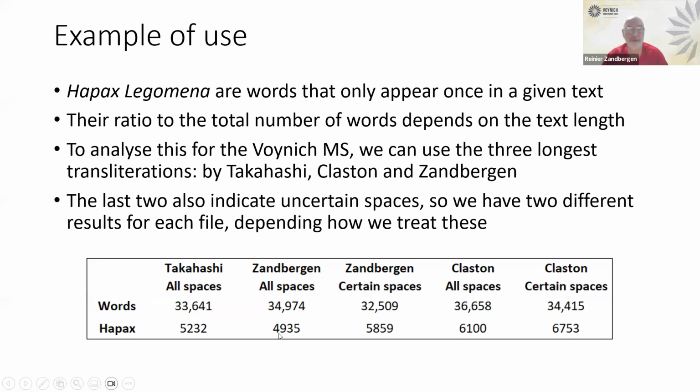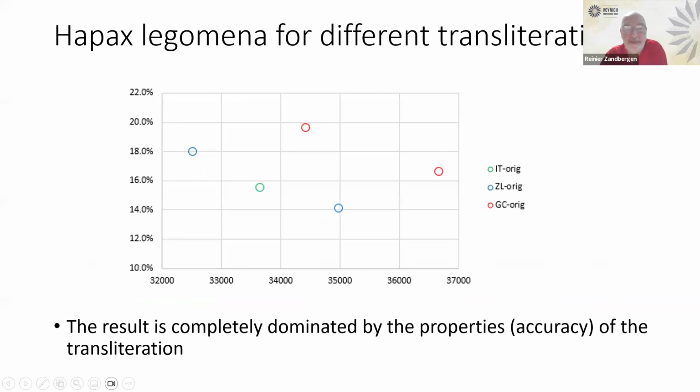Now, the numbers don't mean too much, so we put them in a graph. And then we see the green symbol is for the Takahashi file. There's only one because it didn't use uncertain spaces. The blue symbols are based on my own transliteration, and there are 2 cases. The fewer words on the left is for the cases where the uncertain spaces were ignored, and the larger number of words is for the case where uncertain spaces were treated as spaces. And the same for the GC transliteration, the Claston one, in red.